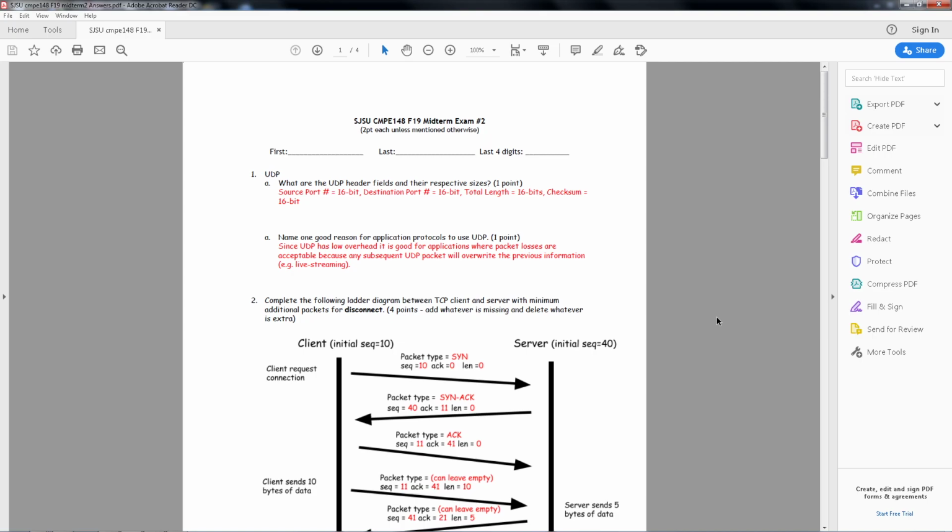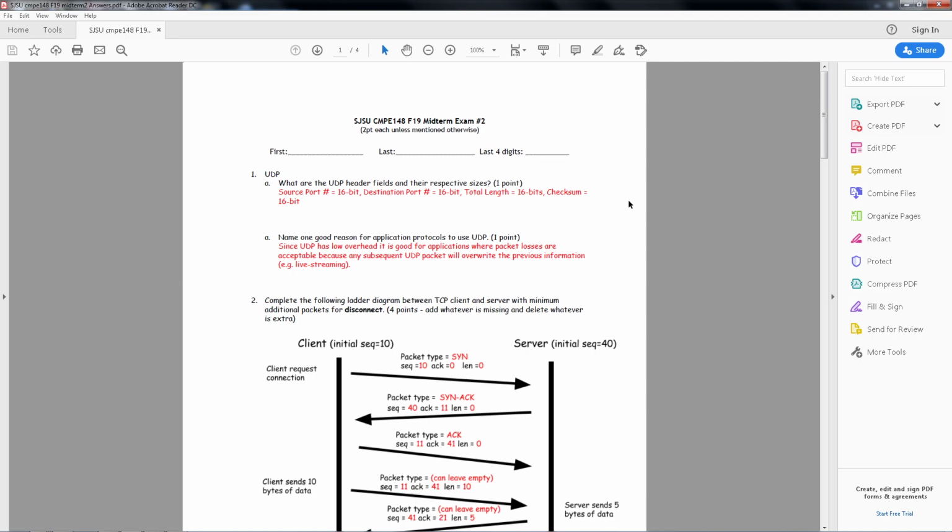So the very first question is, what are the UDP header fields in their respective sizes? Again, each UDP header field is 16 bits or 2 bytes long, and they are the source and destination port numbers, the total length, and the checksum. This is a typo actually. Let's just say part B.